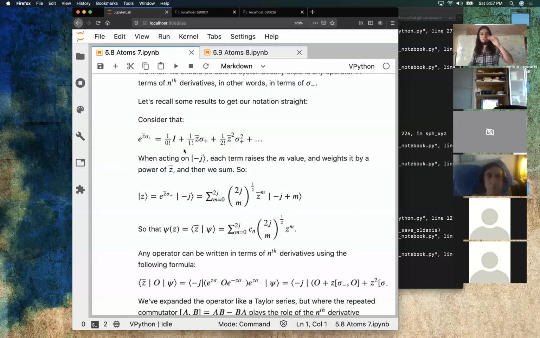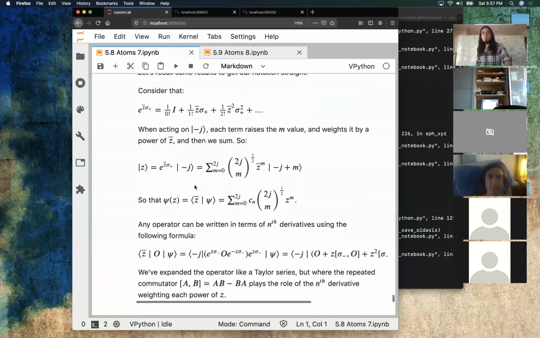Each one of these terms raises the m value of that state. The first term just leaves it there. The second term raises the m value by 1 and multiplies it by z conjugate. The next term raises the m value by 2 and then multiplies it by z conjugate, and so forth. Then you add it all up. So what does that give you? It gives you the Majorana representation in disguise yet again.